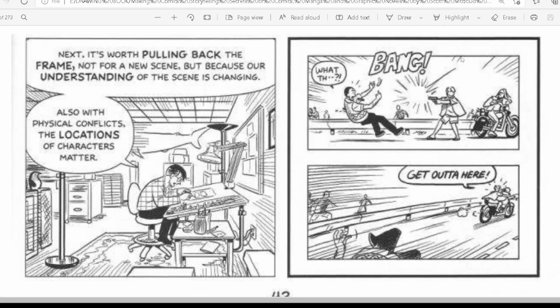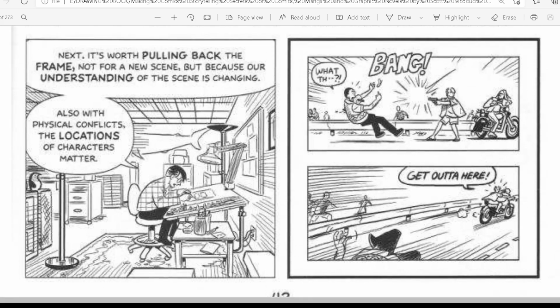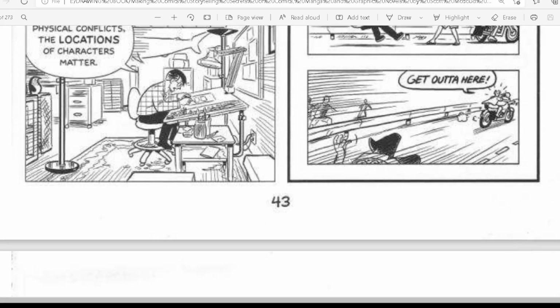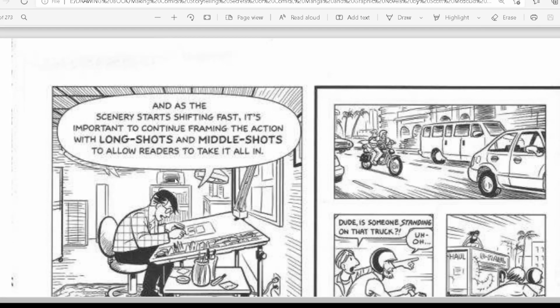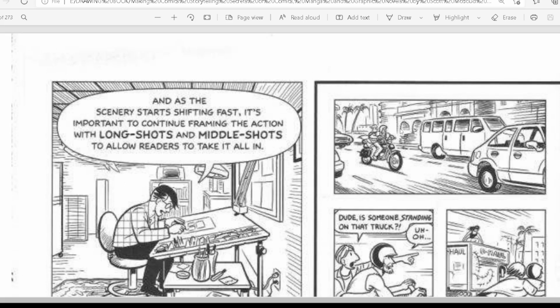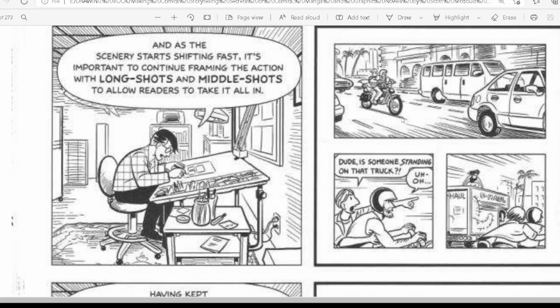Okay, so the character B shoots the policeman and gets out of here. He ran away. They ran away. And as the scenery starts shifting fast, it's important to continue framing the actions with long shots and middle shots to allow readers to take it all in. As you can see, it seems like he's riding the bike fast.